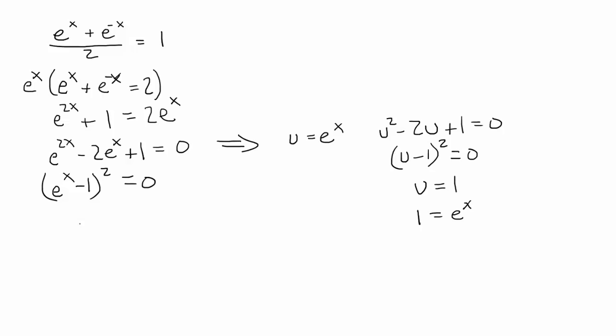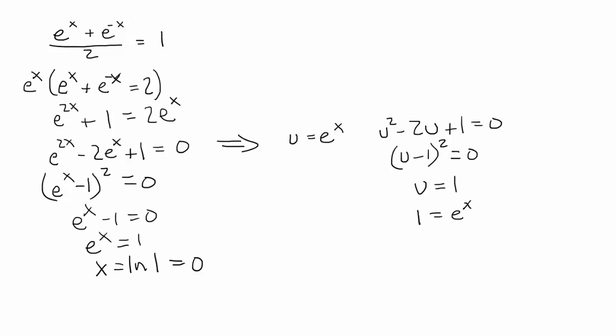And then from here we just have to set e to the x minus 1 equal to 0, add 1 to both sides. So we ended up with the same answer depending on which route you took. The substitution might be an extra step or two, but it allows the factoring to be done a little bit easier. So now we're going to take the ln of both sides, so x is equal to the ln of 1, which is equal to 0. So our solution is 0.